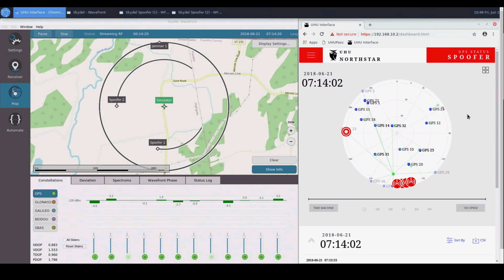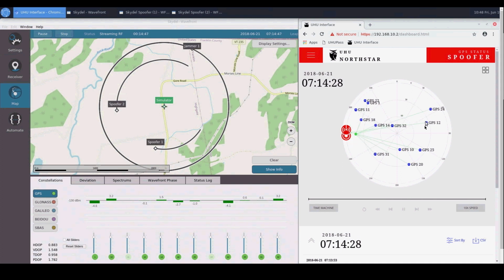So right away, spoofer number 2 actually shows up as a jammer according to the Northstar. That's because it received a significant amount of power from that location. You also see that it was quicker to notice the spoofing signals because of that stronger power level. It was easier to detect. And all of the satellites now seem to be arriving from this location.